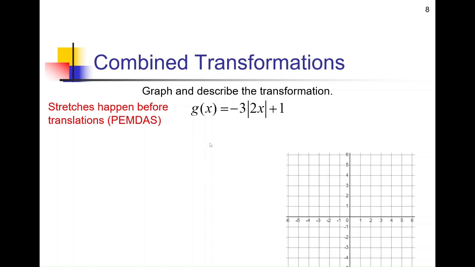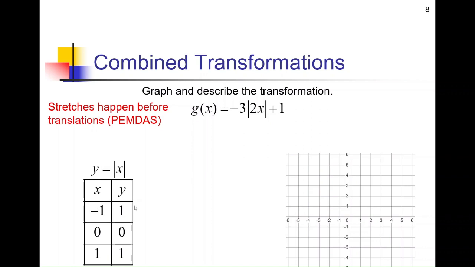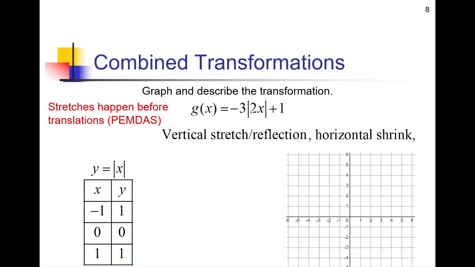All right, so this is the absolute value function, pretty easy to recognize. So my parent table of that is again -1, 1, 0, 0, and 1, 1. And in terms of transformations, this -3 out here is a reflection and a stretch vertically. The 2 inside is inverse of what it looks like. It's actually going to be a horizontal shrink. We're actually dividing all the x values by 2. And then this +1 outside, we're adding 1 to y values. That's a translation up 1.